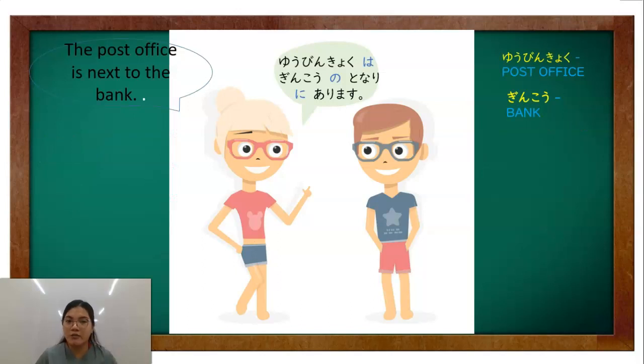Okay, so ganyan mo gagamitin si place, different placement. So lalagyan mo lang ng particle no kung saang place siya nandoon. Okay, for example, like here, nandun siya next to the bank. So, nandun siya malapit sa bank. You just add no, then next to is tonari. So, that's why ginko no tonari arimasu.